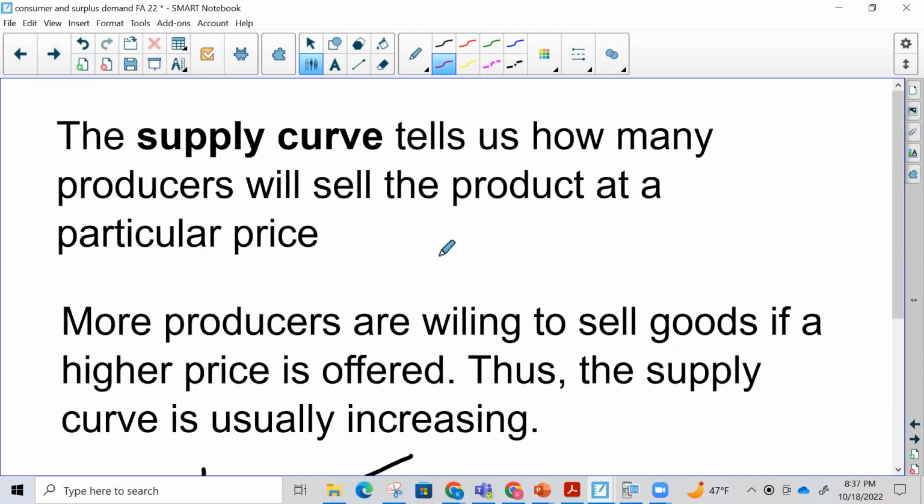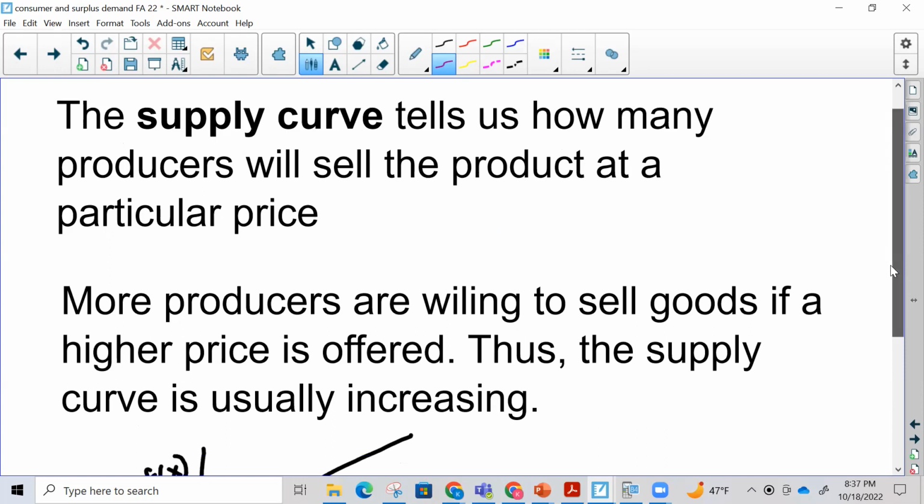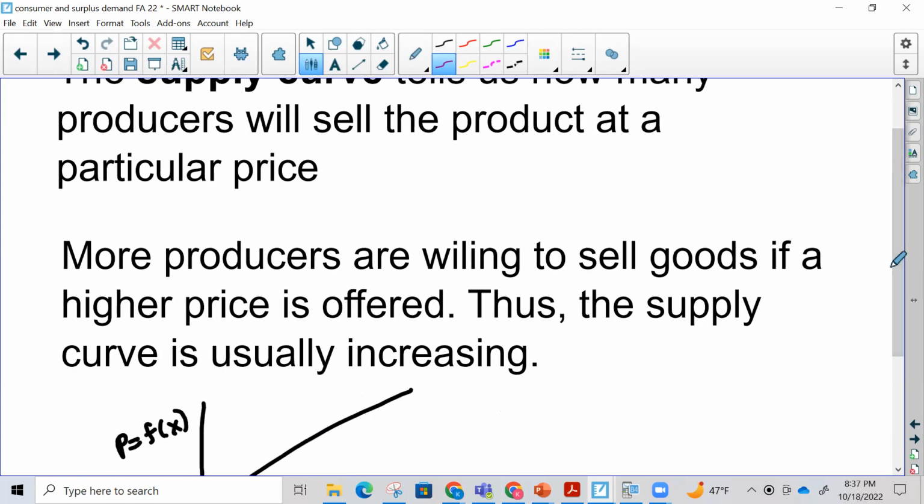The other curve we're interested in is the supply curve. The supply curve tells us how many producers will sell the product at a particular price. More producers are willing to sell goods if a higher price is offered. Thus, the supply curve is usually increasing.